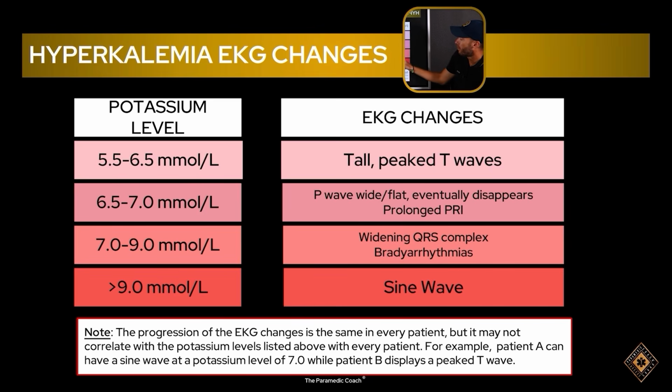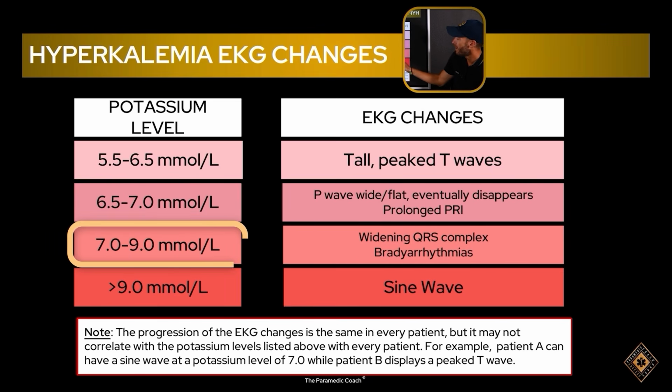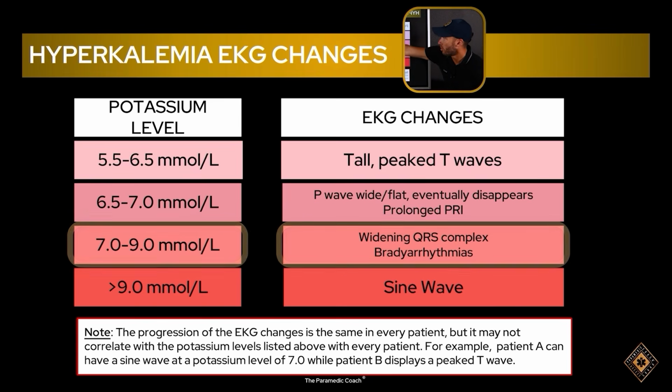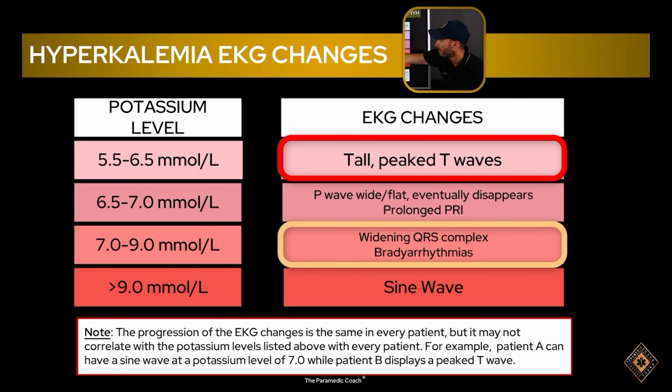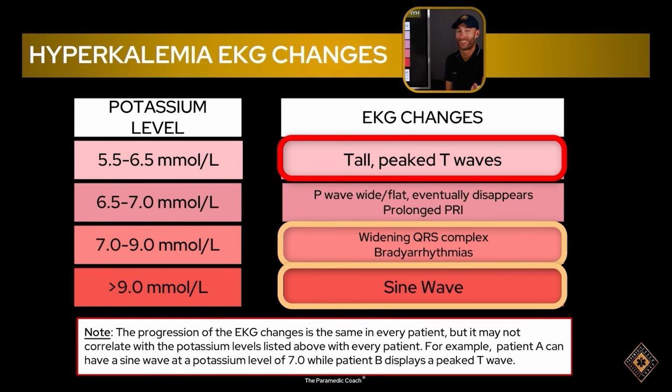Now, here's where we get into the real meat and potatoes. 7 and 9, we get a wide QRS, tall peak T, widening QRS, funky sine wave. Okay, you're never going to forget it now, right?